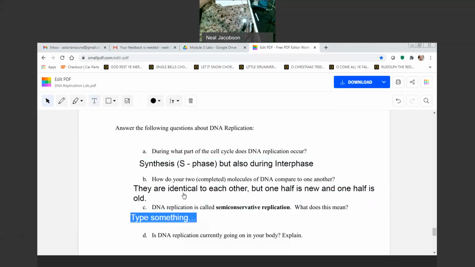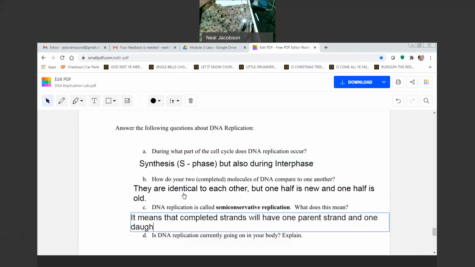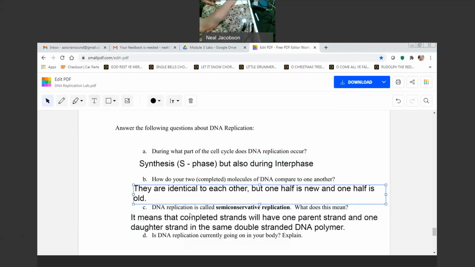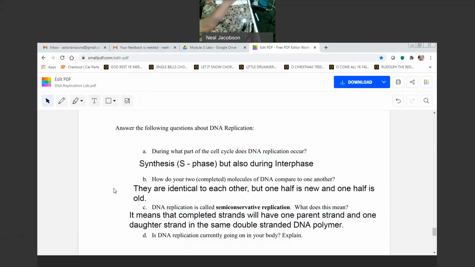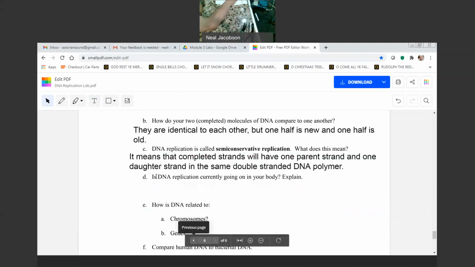So it says semi-conservative. It means that completed strands will have one parent strand and one daughter strand in the same double-stranded DNA polymer. That's semi-conservative. Conservative would mean that the two parent strands stay together and then they both get copied into the new daughter strands. But in this one, the parent strands are separated and a new daughter strand is added onto each parent. That's the semi-conservative.